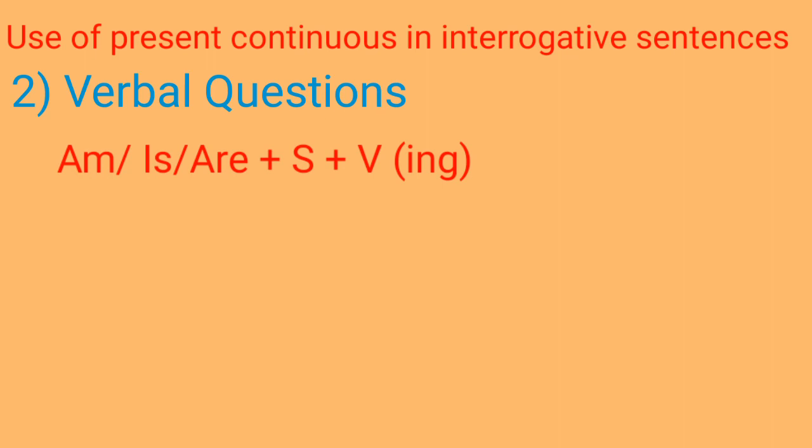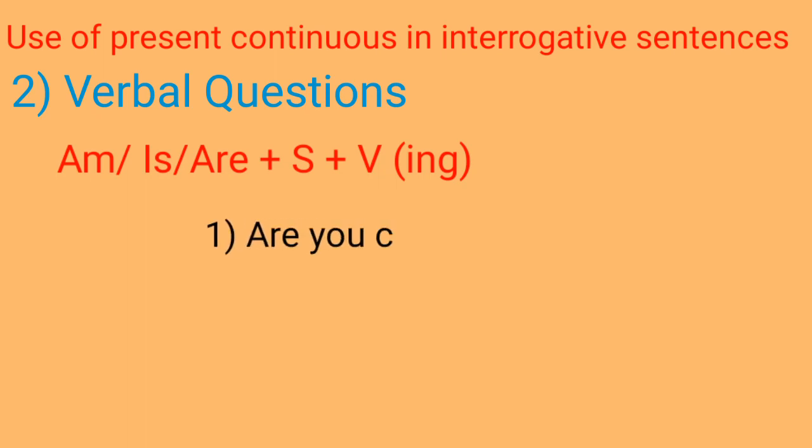After am, is, are, the subject will be there, but don't forget that these helping verbs am, is, are will depend on the subject that you use in the question. Then after the subject, you will use the verb with ing form that we use in present continuous. And then the remaining part of the sentence will be there if it is in the question. And then finally a question mark. Okay, let's have some examples of this as well.